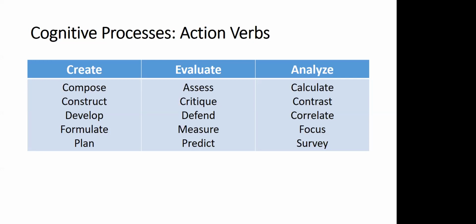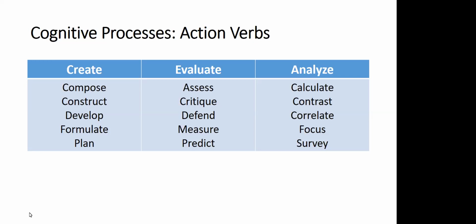And then analyze is when the student examines and breaks information into parts by identifying motives or causes. It makes inferences, and the student is finding evidence to support generalizations. So these are our higher level cognitive processes. They rely on our student to be able to understand our subject matter, but these are really how we go in and have them work with that subject matter at a higher level.